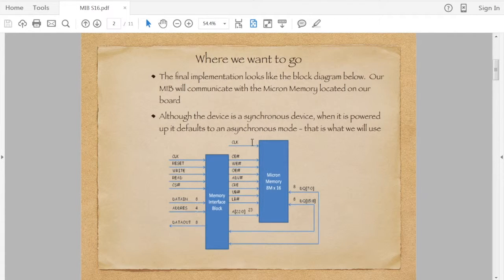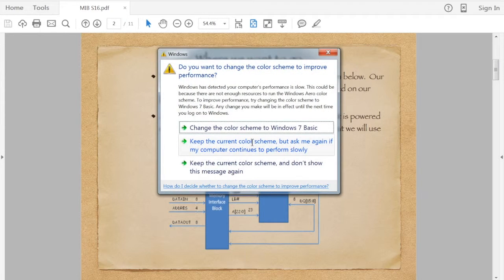So what we're doing is we're taking the design of our top level system, our SoC, and we're adding a block called the memory interface block. On the left hand side of the memory interface block, those are the signals that go to the MicroBlaze. On the right hand side are the signals that leave our design and go to the memory on board. And you can see that there's 16 bits of bidirectional data and 23 address bits.